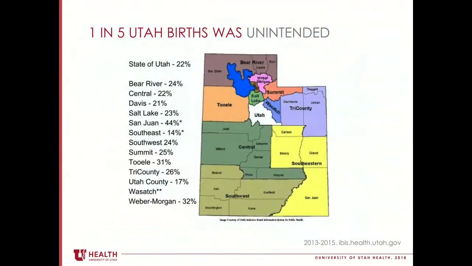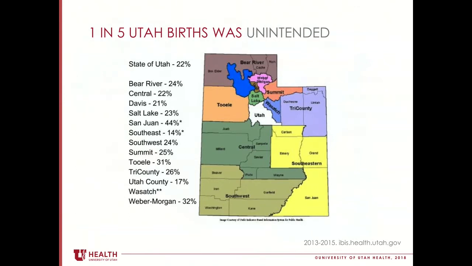In Utah, we have 13 local health districts. We have 29 counties, but they all fall into a local health district. Between 2013 and 2015, 1 in 5 births in Utah was reported as unintended. These data come from a survey called PRAMS, which you can learn more about on the Utah Department of Health's website, and there's a link there, and we'll make sure to include it on the website as well.